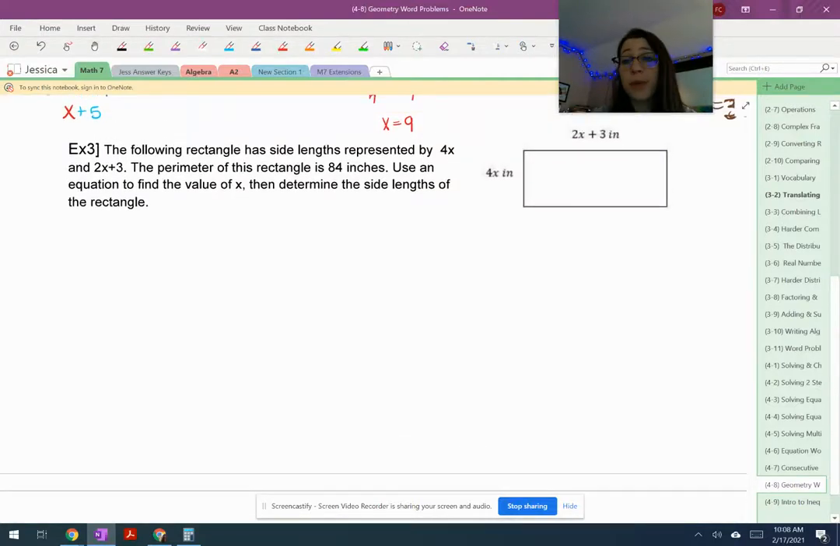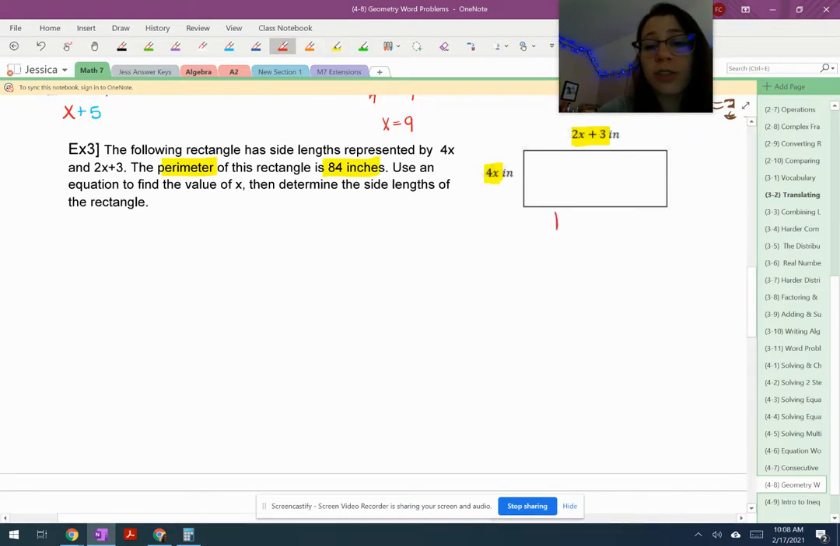All right, so this is the third type of geometry problem and the last one that you might run into this year. And this again is focused on the perimeter piece. This one's nice though because they give us a diagram already. So the following rectangle has side length represented by 4x, which is why they have the 4x labeled over here, and 2x plus 3. And they tell us that the perimeter of this rectangle is 84 inches. Use an equation to find the value of x, then determine the side lengths.